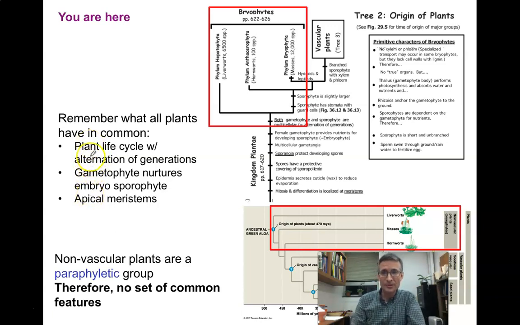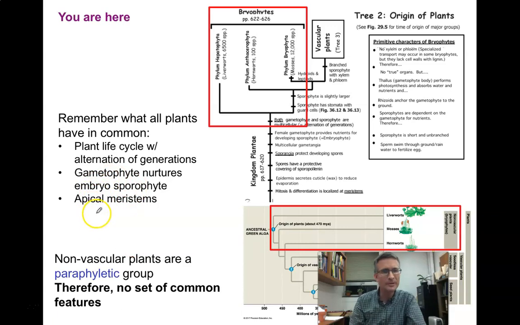In addition to this alternation of generations, because there are some non-plants out there, a bunch of algae, that do this, what's particularly unique in the plant life cycle is that the gametophyte nurtures the embryo sporophyte. The egg and sperm are not free swimming in the way that you might think. The egg is actually held onto by the gametophyte, and the sperm fertilizes that egg. Then the zygote is held onto by the gametophyte, and as it starts to divide, this dividing sporophyte is nurtured by that gametophyte. So it's the embryo sporophyte.